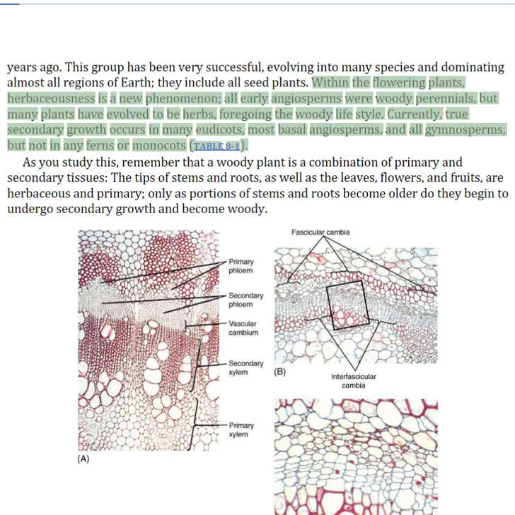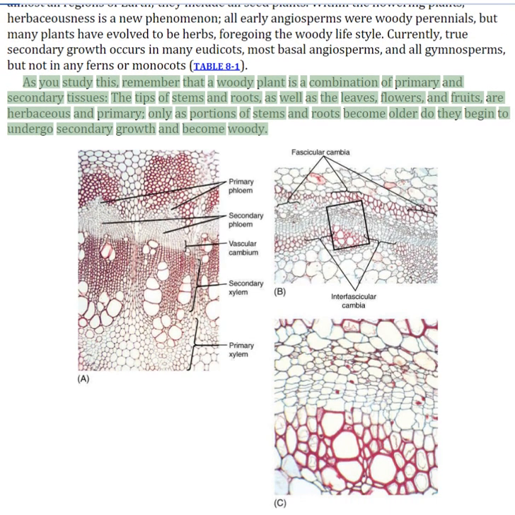Within the flowering plants, herbaceousness is a new phenomenon. All early angiosperms were woody perennials, but many plants have evolved to be herbs, foregoing the woody lifestyle. Currently, true secondary growth occurs in many eudicots, most basal angiosperms, and all gymnosperms, but not in any ferns or monocots. As you study this, remember that a woody plant is a combination of primary and secondary tissues. The tips of stems and roots, as well as the leaves, flowers, and fruits, are herbaceous and primary. Only as portions of stems and roots become older do they begin to undergo secondary growth and become woody.